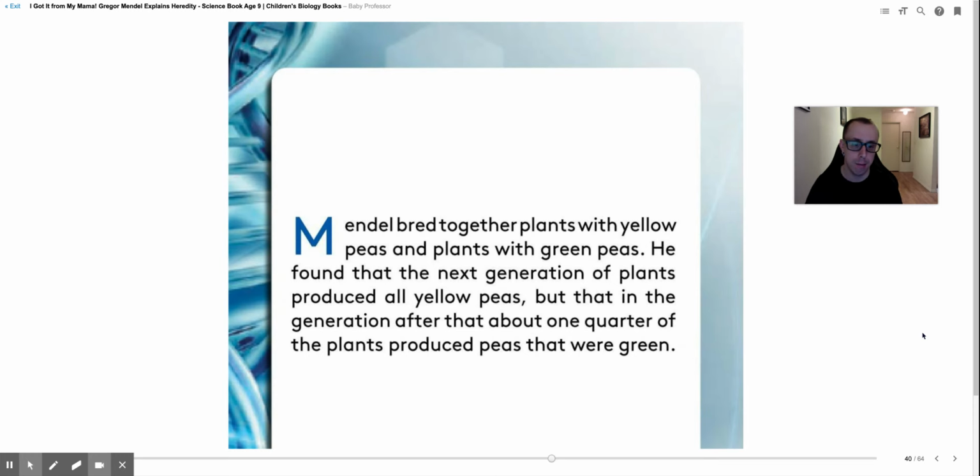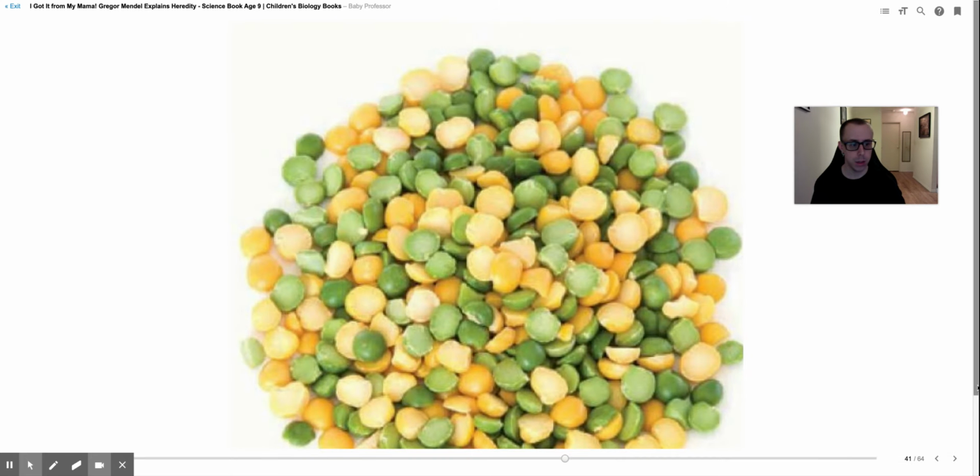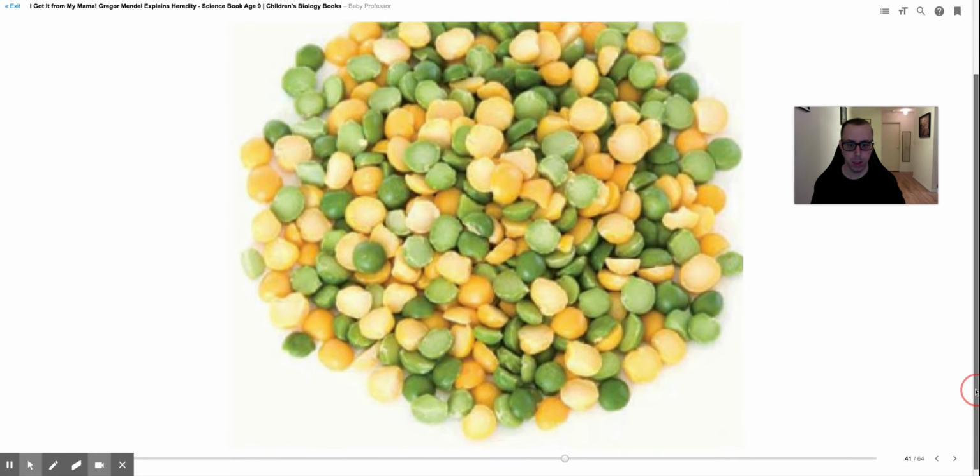and that shows that the yellow plants from the second generation did carry that recessive green trait, even though they did not have green peas. So that can happen if you have two parents with blue eyes. They could somehow carry an allele for brown eyes, but it's rare. So you could be born with brown eyes even if both parents have blue eyes.